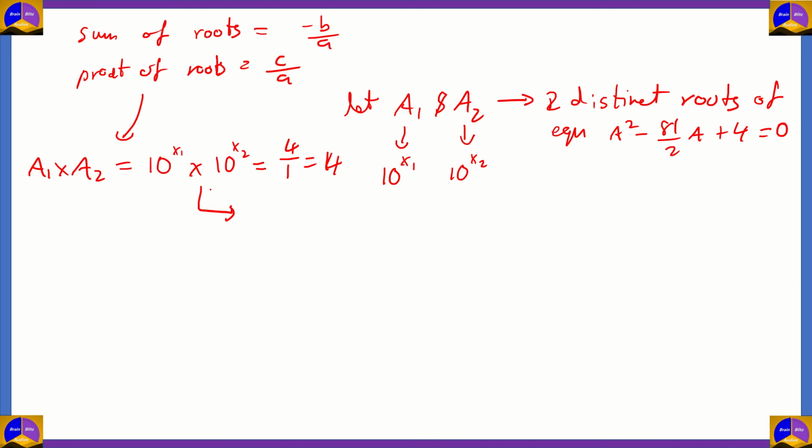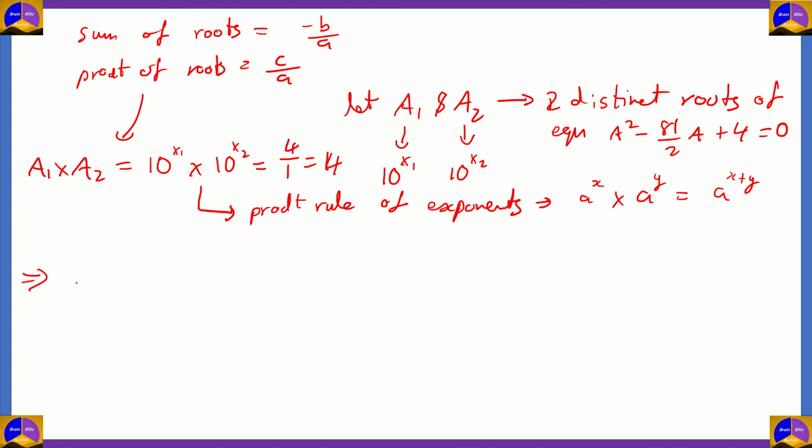Now this particular part, that's 10 to the power x1 multiplied by 10 to the power x2, we're going to use the product rule of exponents. Now that is a to the power x multiplied by a to the power y equals a to the power x plus y. So the exponents get added. So therefore our equation now becomes 10 to the power x1 plus x2 equals 4.